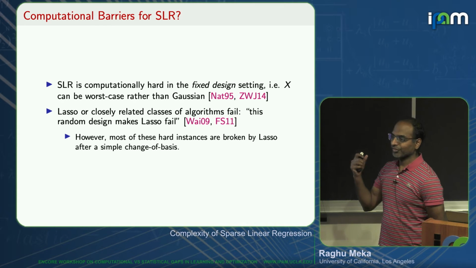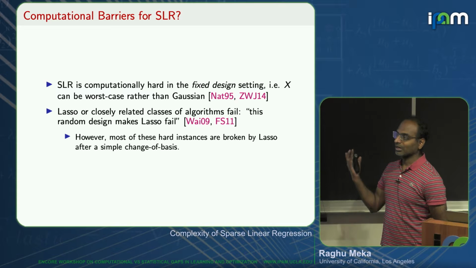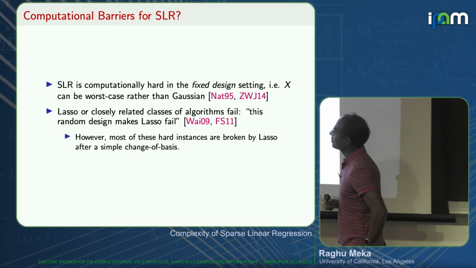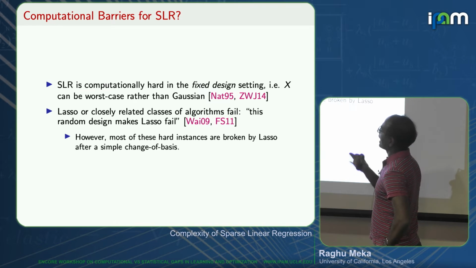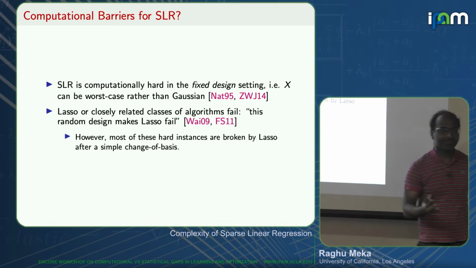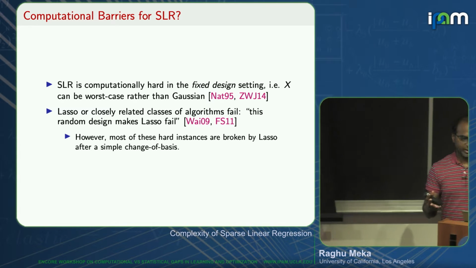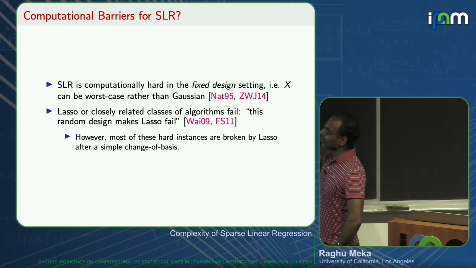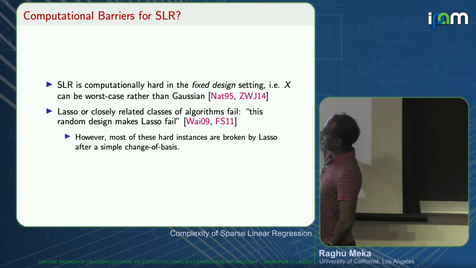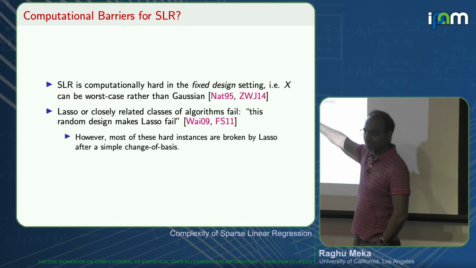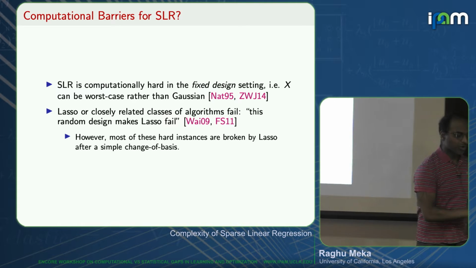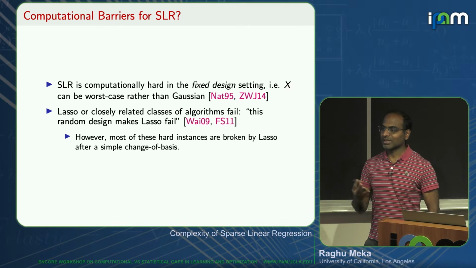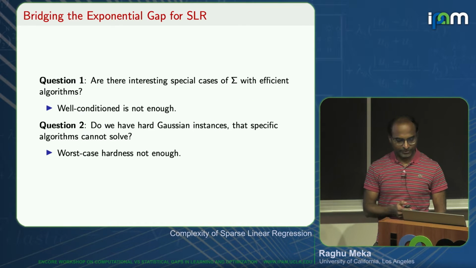If I'm allowed to fix this matrix X, then you can easily encode NP-hard instances into it, and you get hardness results. There are also lower bounds saying that Lasso will itself fail if I allow arbitrary sigma. This is known. But we'll see that even these hard instances, which are known to make Lasso fail, can be fixed by some simple changes of basis. We'll talk about that more. In fact, we'll see both how we can use a change of basis cleverly, and what the limitations of that are.